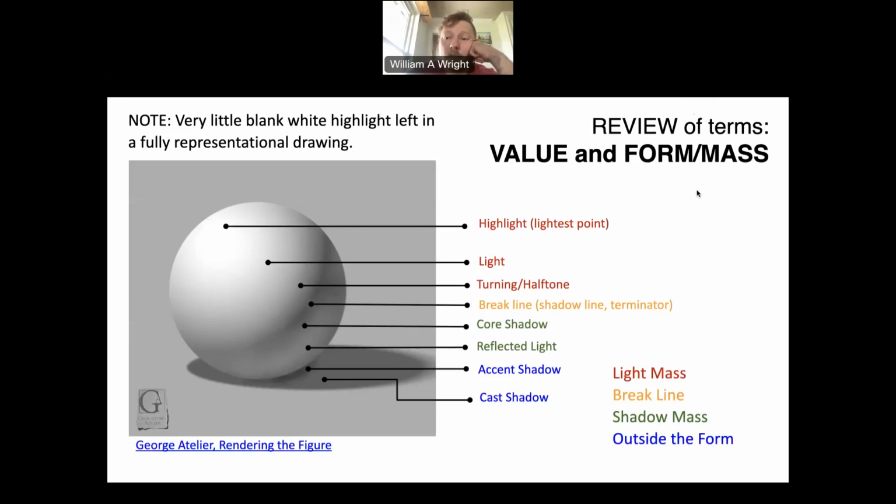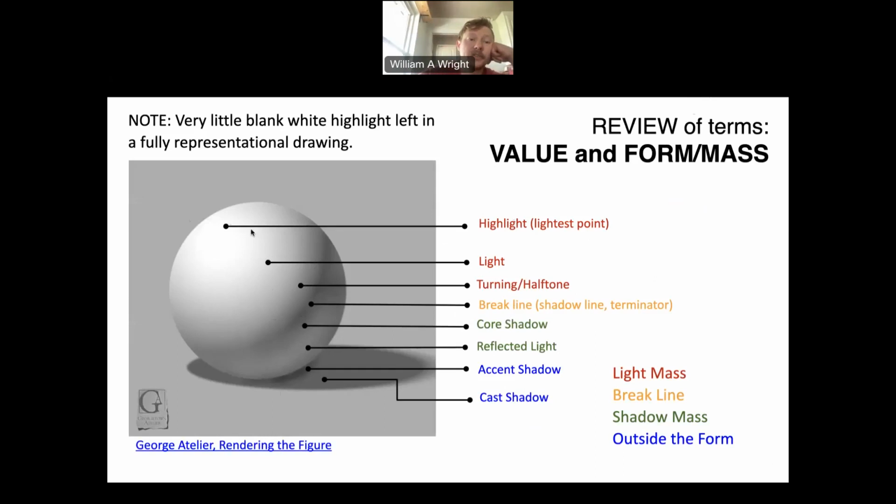Now, if you don't know this about value, here are some terms and some really good things to make sure you know. I'm not saying that you need to remember every one of these words for the quiz or anything. Just generally understand that, like I've already been saying, value is light, and it creates mass, which is a sense of 3D-ness.